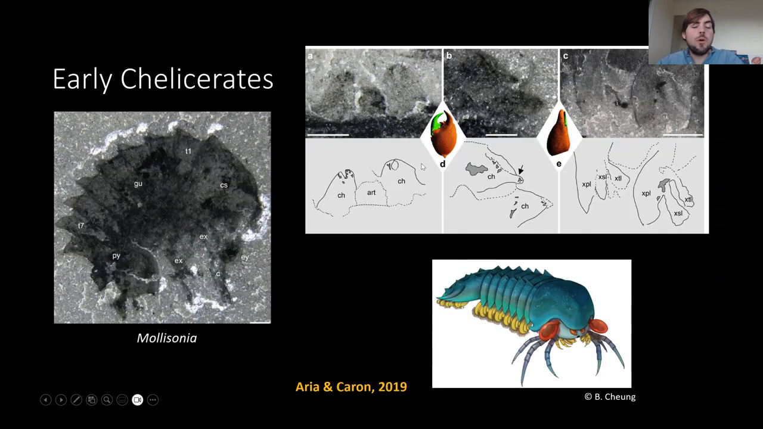And then we change to Mollisonia. Mollisonia has the small appendages here, and these have been described as the small fangs. So we think that Mollisonia was slightly closer to chelicerates than Habelia, and is reconstructed as such. It's kind of like, let's say, the ancestor of spiders, horseshoe crabs, and so on.